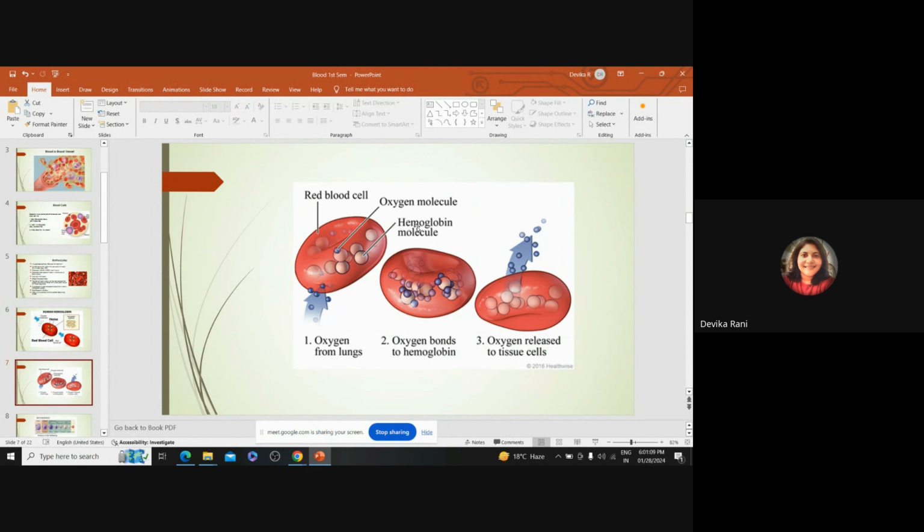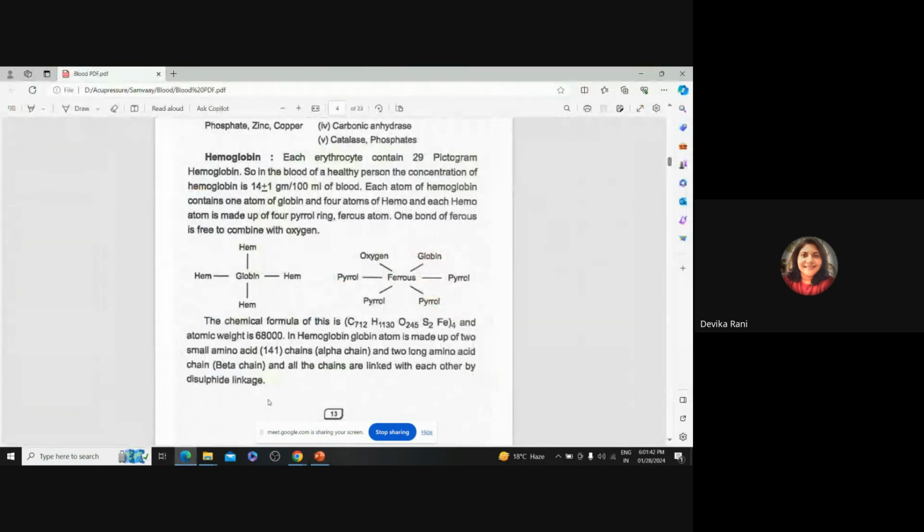So if you see here, this is a normal red blood cell. Oxygen from the lungs goes through here and it seats itself here. This is the hemoglobin molecule. Oxygen has seated itself. Oxygen bonds with hemoglobin in a red blood cell. And when oxygen is released to tissue cells, it is back to what it was here. The hemoglobin molecule is there.